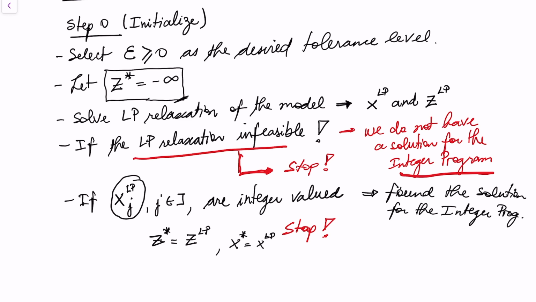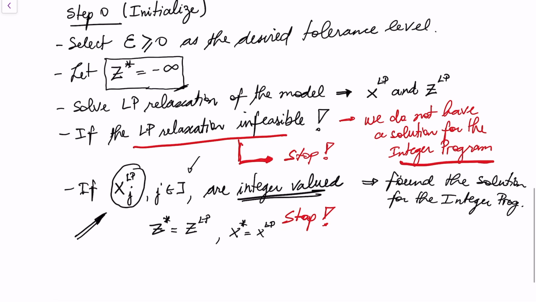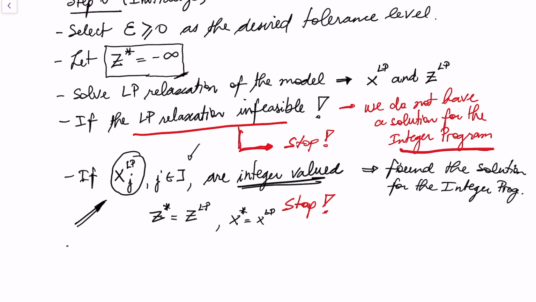Again, if we solve that LP relaxation and are able to find the decision vector in a way that all its components are integer valued, it means that we are also able to find the solution for the integer programming and we can stop. Okay? So if that's not the case, we will go to step 1.